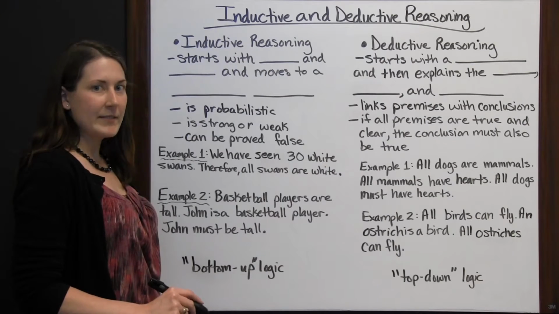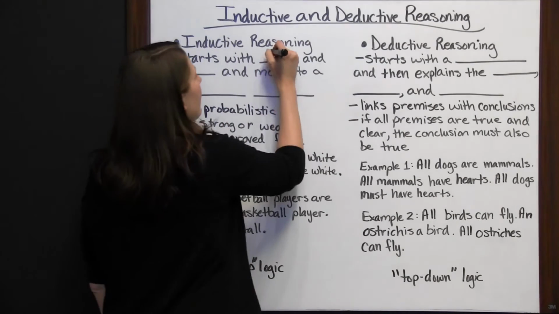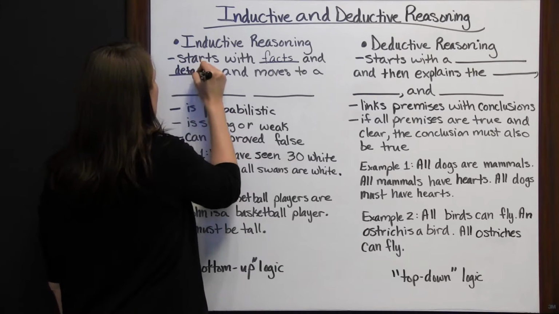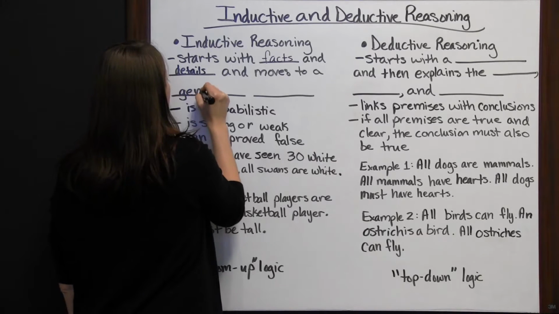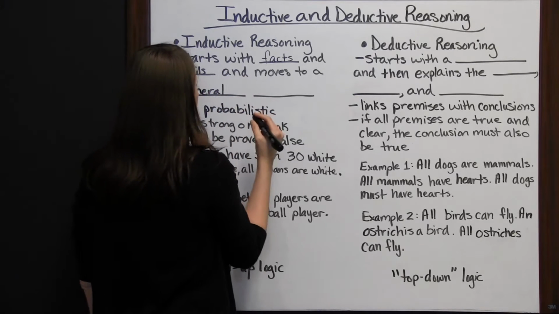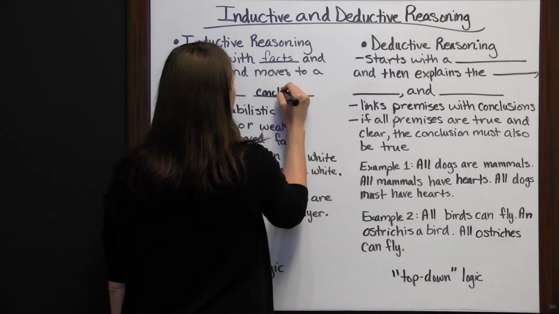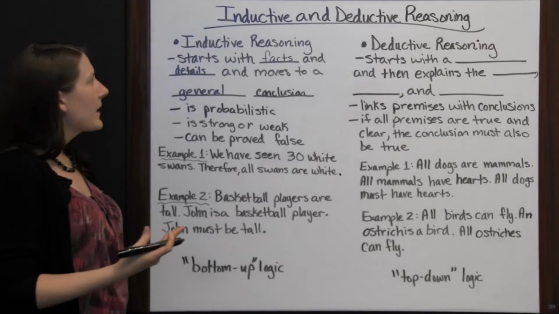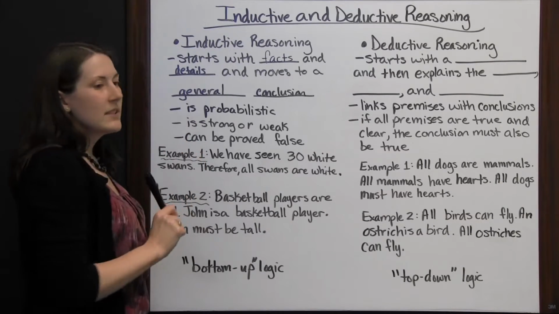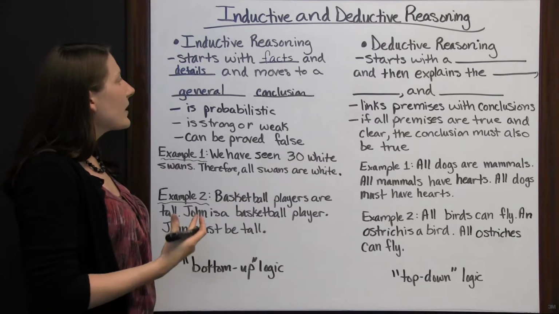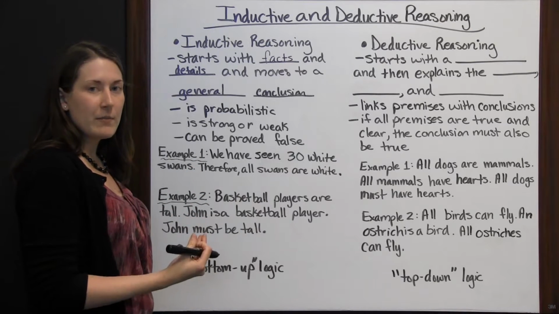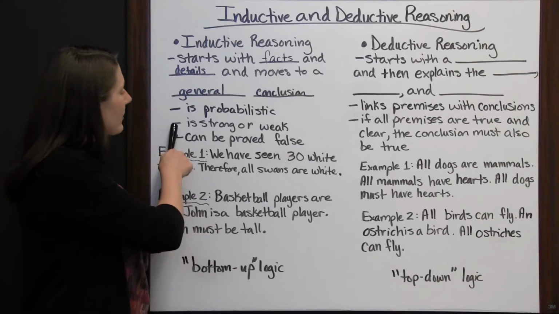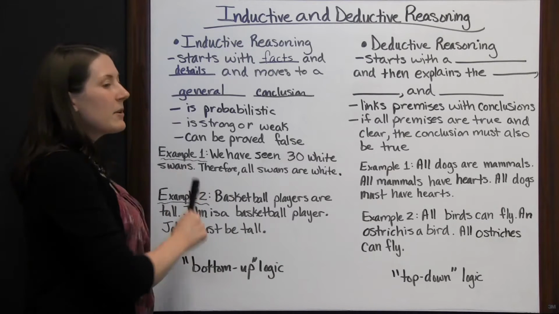Inductive and deductive reasoning. Inductive reasoning starts with facts and details and moves to a general conclusion. So it lists different details, different examples, and helps you come to a certain conclusion. Now, inductive reasoning is probabilistic, which means that it's based on probability. You hear certain facts and you come to a conclusion, and that conclusion is going to have some level of probability to it. Now, these conclusions can be strong or weak, and they can be proved false.